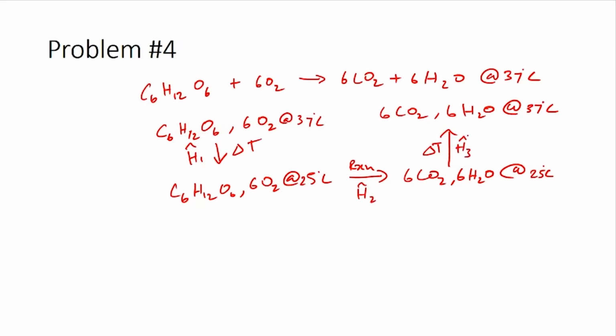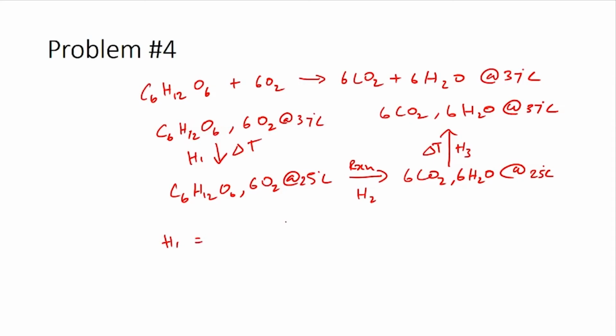H1 cap can be calculated as integral Cp dT, and we will be able to calculate the total change in enthalpy for this process for 1 mole of glucose and 6 moles of oxygen, which would be H1, and this would be H2, which would be the heat of reaction for this process, and you will have H3, which is for heating of carbon dioxide and water, 6 moles of each, to reach 37 degrees Celsius. Let us see how we go about solving this problem.